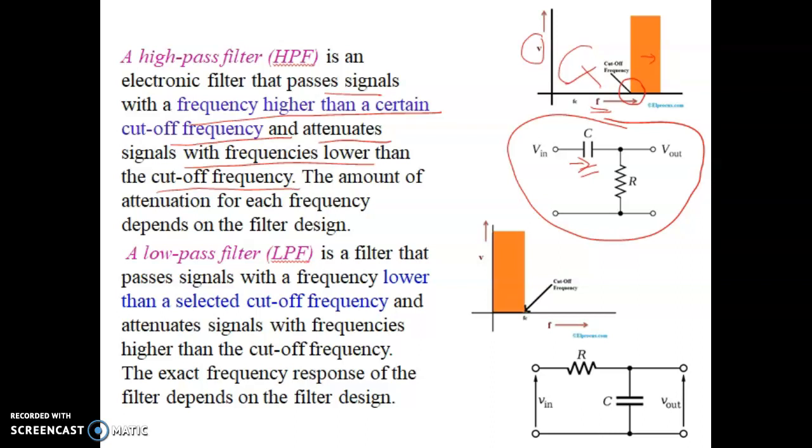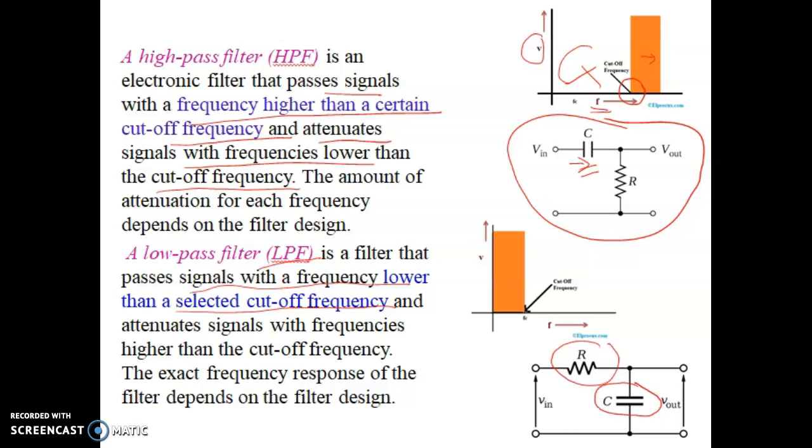But a low pass filter is a filter that passes signals with a frequency lower than the selected cutoff frequency. And in construction, it is like this: the resistance is connected like this, and the capacitance is here.